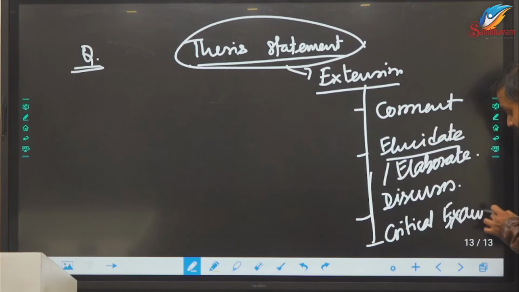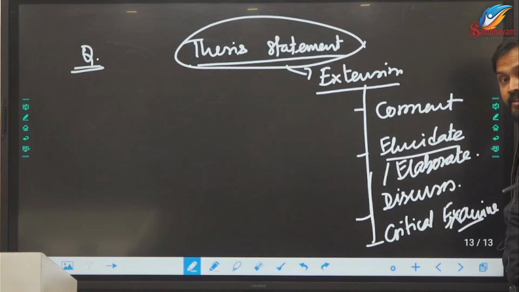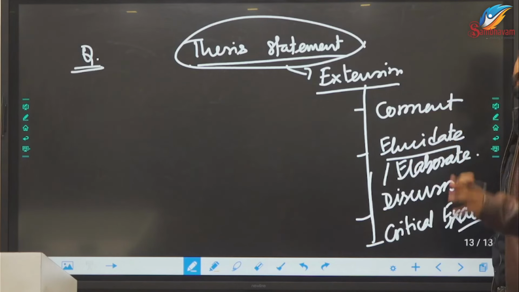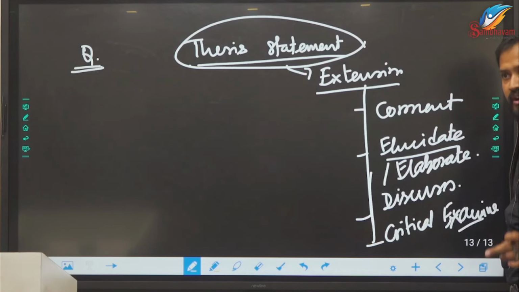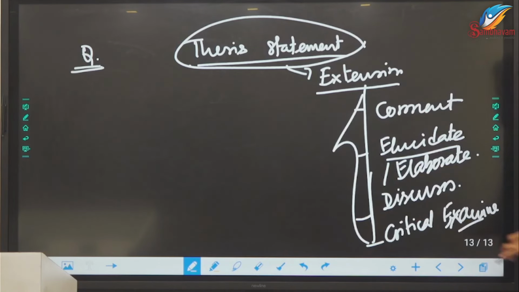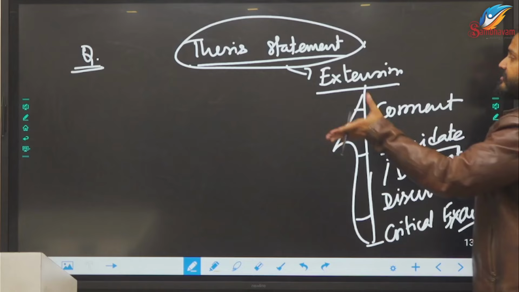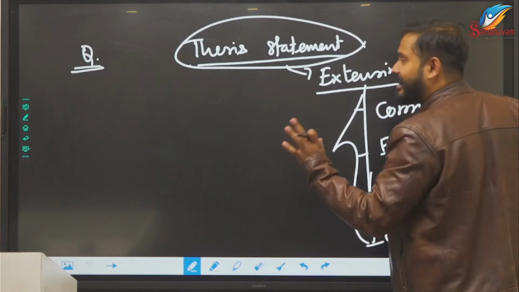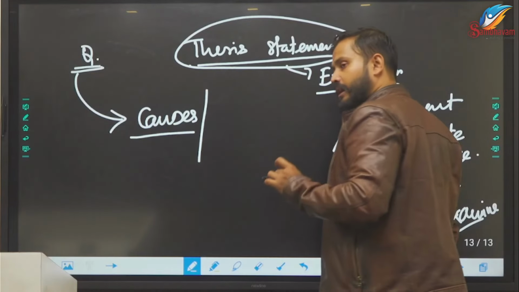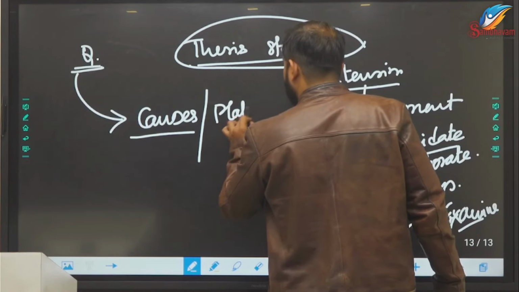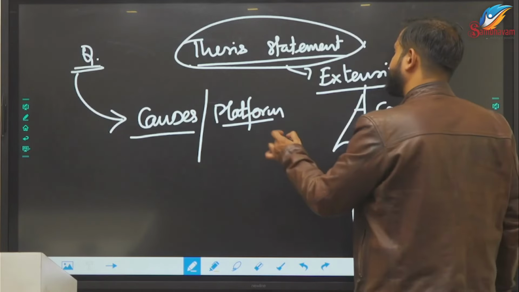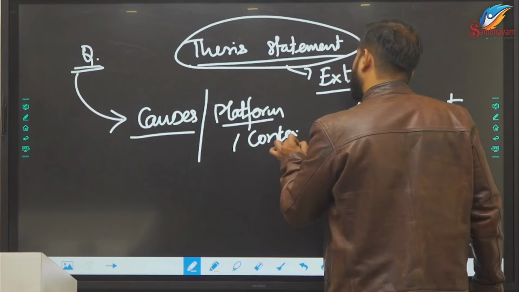Any other extension that comes to your mind and you face difficulty in what to write? Is there anything that comes to your mind? Causalities, yes. Generally these types, or it can trace the causes. That means if you break the question, it will be the platform, context, or the causes, or the context. That is another.